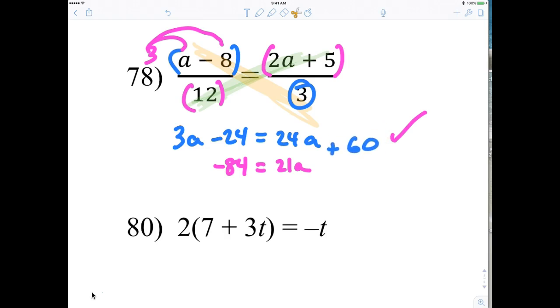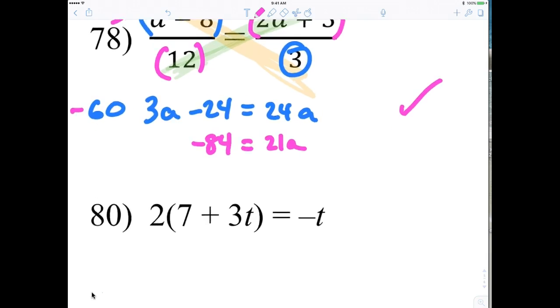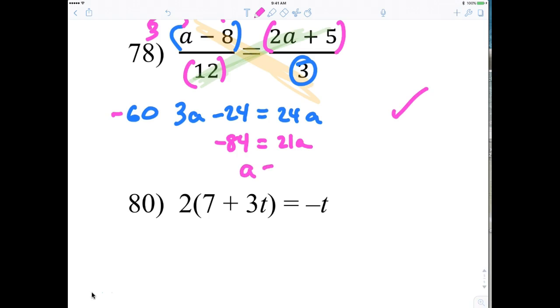This 60 over here is positive, but as it comes over to the other side, it's got to become what? Negative. And negative 24 and negative 60 make negative 84. Right? So again, guys, I just want you to make sure you know what we're talking about. Whenever you move something from right to left or left to right, you just change the sign. Now, how do I undo multiplication? Divide. So a is negative 4. Beautiful. Exactly correct. Everybody happy?